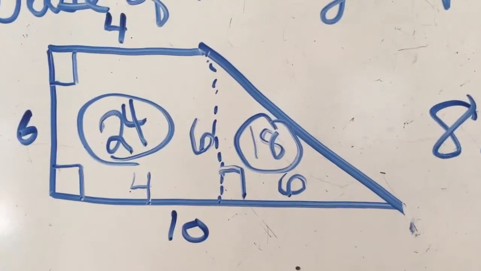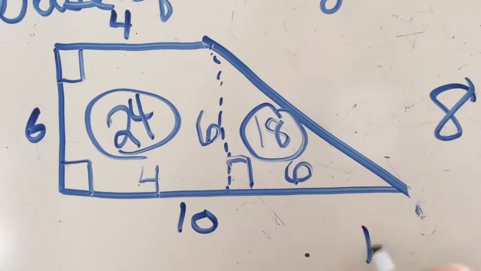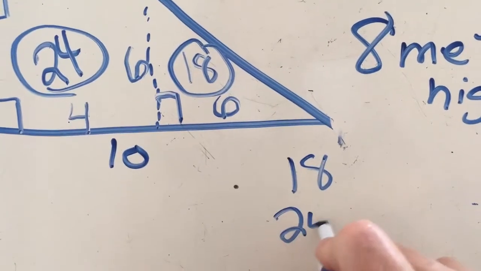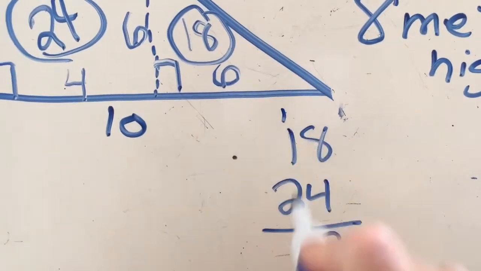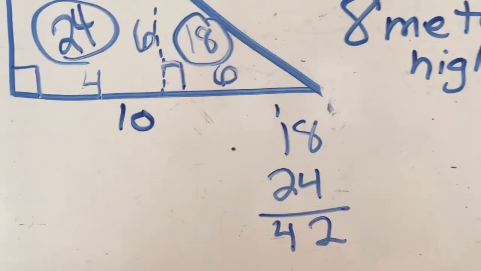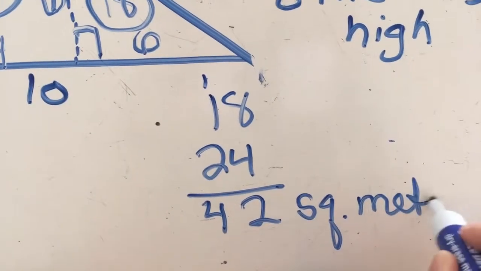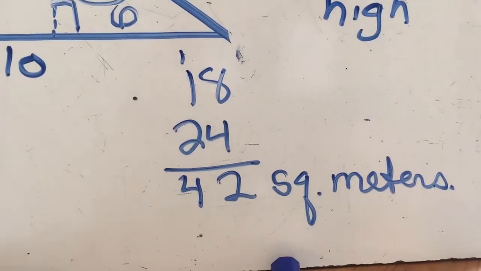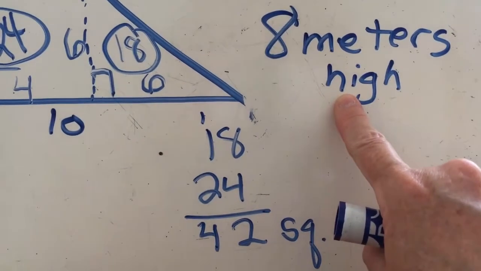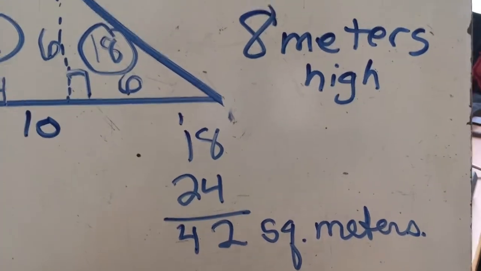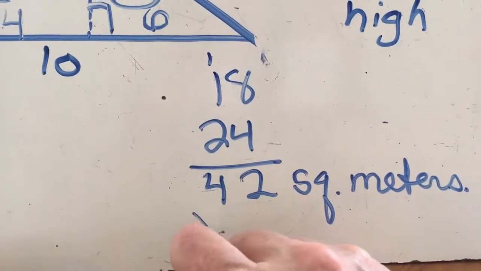When I add the whole area of this figure together, 18 plus 24 gives me 42. So I have 42 square meters because it said that the dimensions were in meters. 42 square meters, and then I'm going to multiply by the height of the whole object, which is 8 meters high. So to do the math, we're going to have 42 times 8.